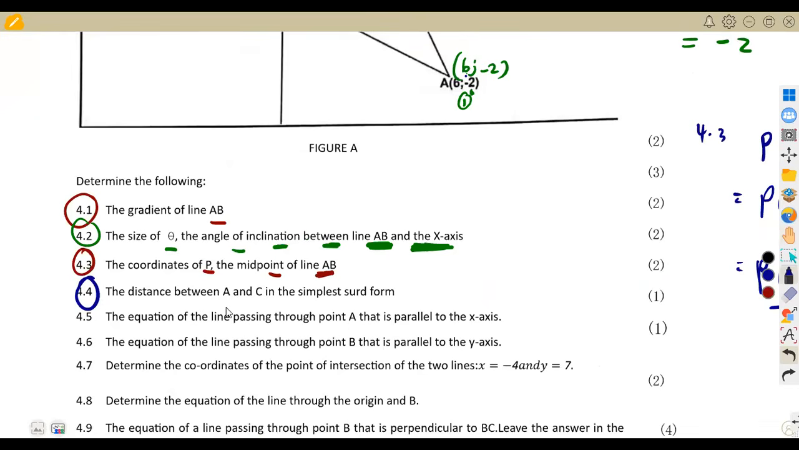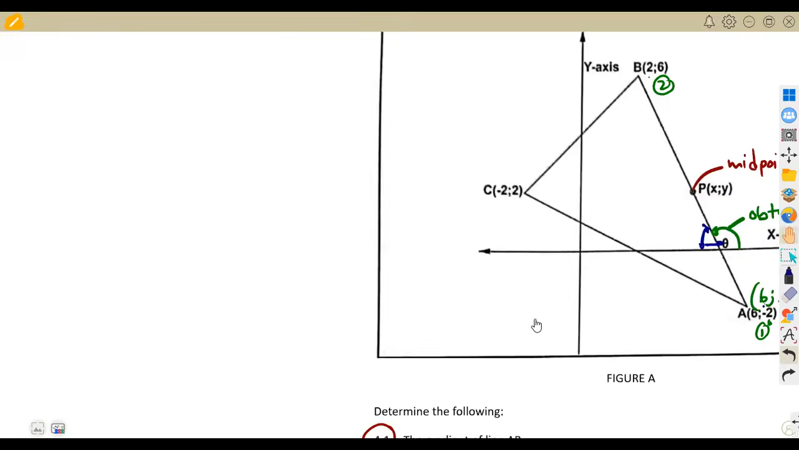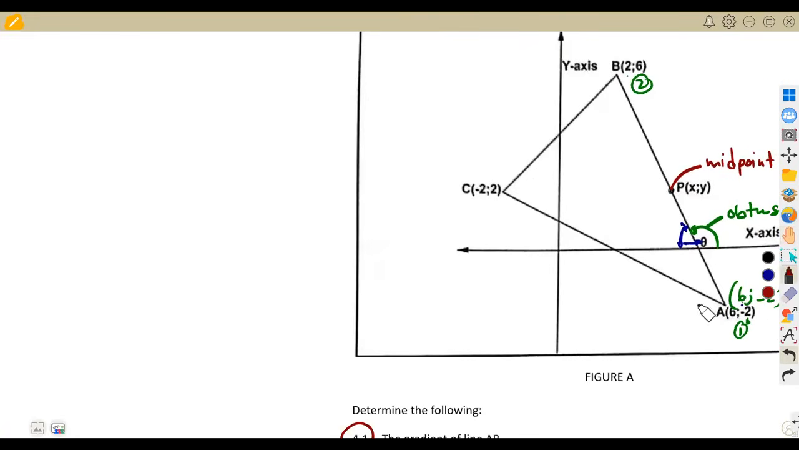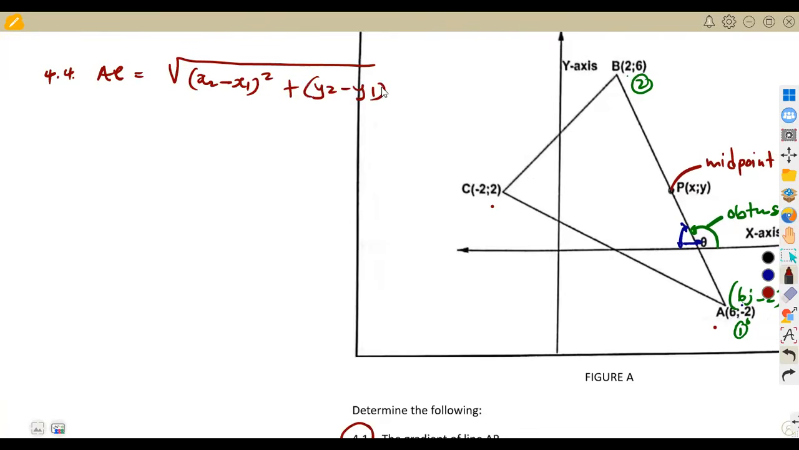Let's consider 4.4, the distance between A and C in simplest surd form. It must be in the simplest surd form, not just in surd form, but the simplest surd form. All right, remember, this is distance, the distance between A and C. So you can just consider our distance formula. That's our point A and our point C here. So this is 4.4. So remember, from our distance formula, we are supposed to have the square root of x2 minus x1 squared plus y2 minus y1 squared.